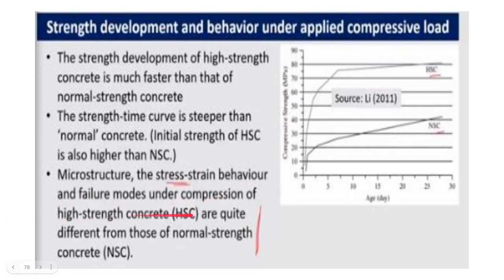Failure mode is different because in higher strength concrete the cracking occurs through the aggregate, and it is also a brittle failure, whereas we have studied that in normal strength concrete the crack propagates around the aggregates, not through the aggregates. Comparatively, normal strength concrete failure is more ductile than high strength. Okay, so we'll discuss this now.